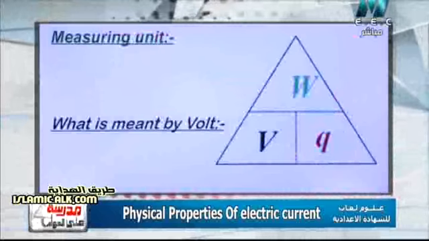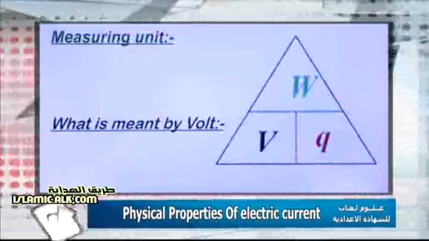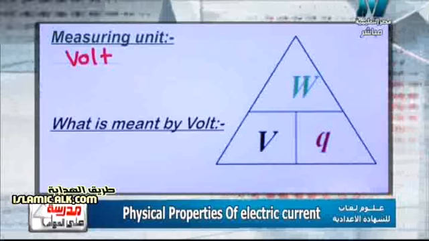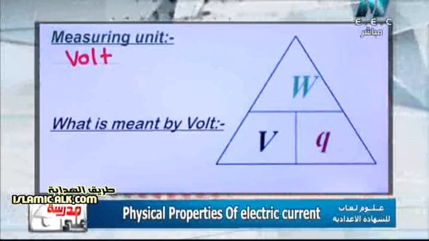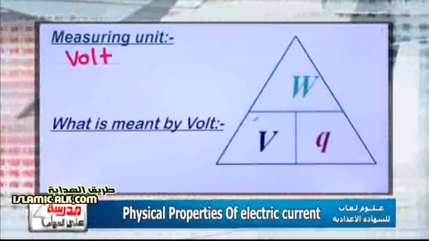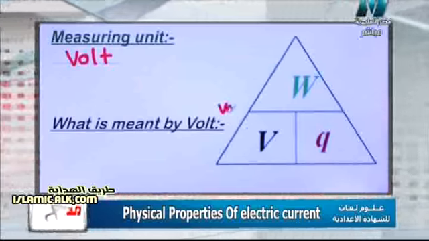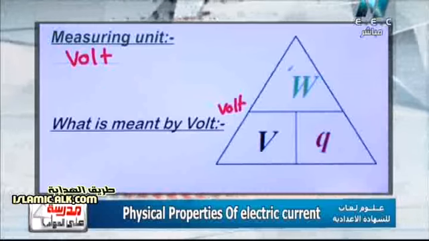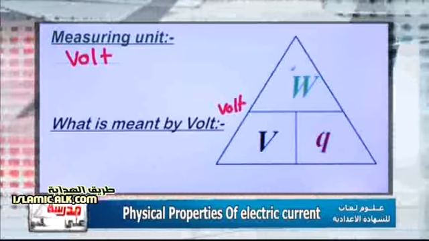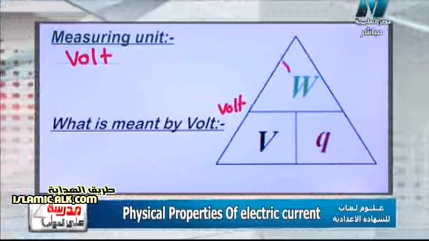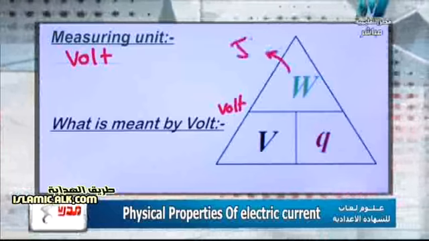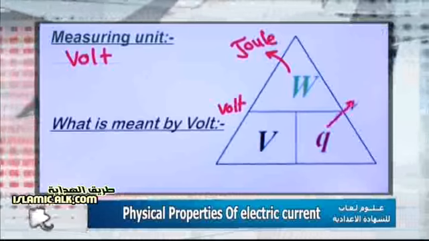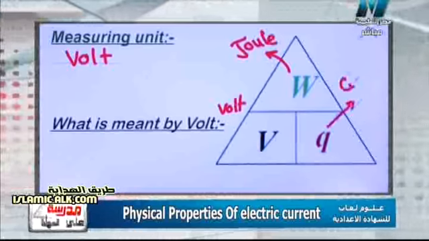Now we have the measuring unit. Measuring unit of potential difference is what? Is volt. And we can define volt from the magic triangle. What is meant by volt? Here is volt. أو أنا بتكلم على مين؟ Volt. The measuring unit of work is what? As we studied before in first prep, خدنا في أولى إعدادي, the measuring unit of work is joule. Is what? Joule. And we know the measuring unit of quantity of charge is coulomb.